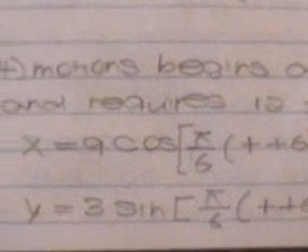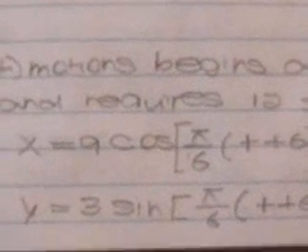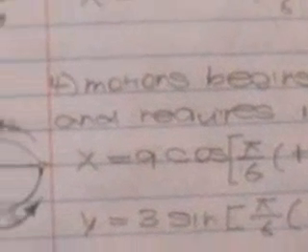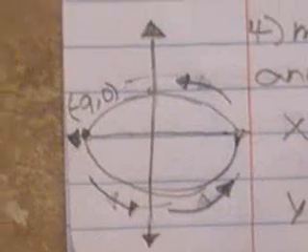And for number 4, the motion begins at (-9, 0) and goes counterclockwise. So the parametric equation is x equals 9 cosine(pi over 6 t plus 6), and y equals 3 sine(pi over 6 t plus 6). And the graph starts at (-9, 0) and goes counterclockwise.